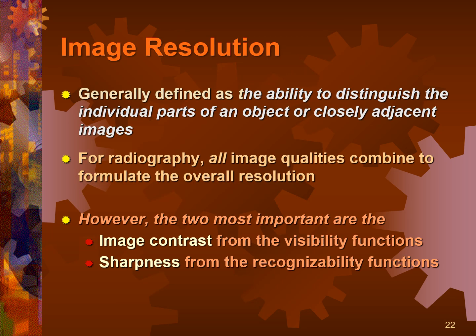All right. Overall image resolution is the ability to distinguish individual parts of an object or two separate, very, very small objects that are adjacent to each other. All image qualities combine to form the overall resolution. But you can't really wrap your head around resolution. Okay. When you really think about it, there's this thing is definitely black.